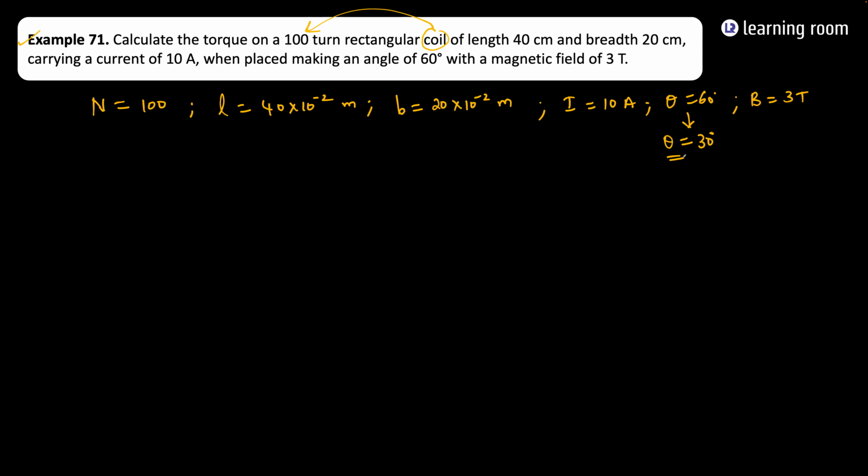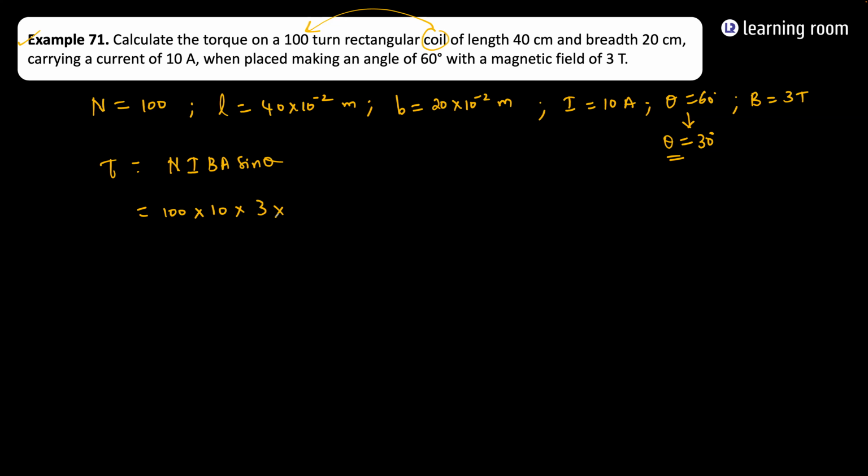The reason I'm calling this theta is because that's what the formula says. So what is the formula here? Torque is equal to NIBA sin theta, where N is 100, I is 10. What is the value of B? It is 3. And what is the value of A? Area is basically length into breadth, 40 into 20, which is 800.